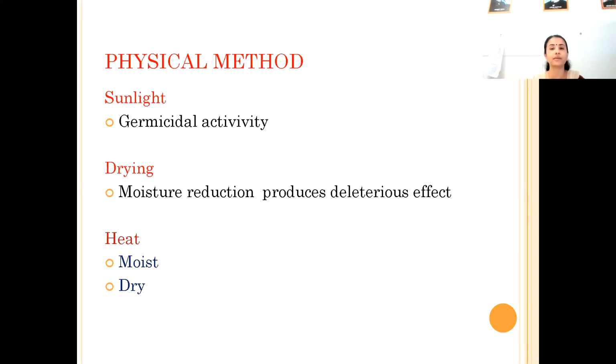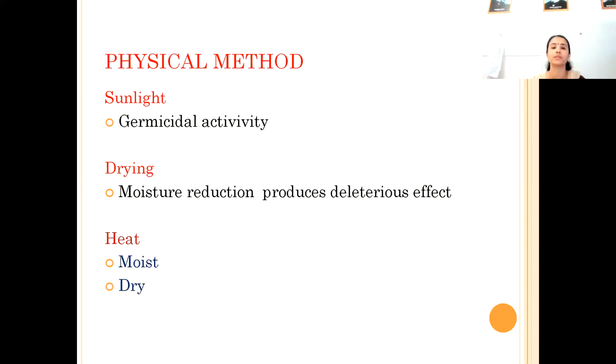Coming to the details of the main physical methods, first is sunlight. You already know about sunlight. It has natural spontaneous activity, and germicidal and microbicidal activity. Because of the UV rays, sunlight has germicidal activity. Cidal means killing, and microbicidal means killing of microorganisms.